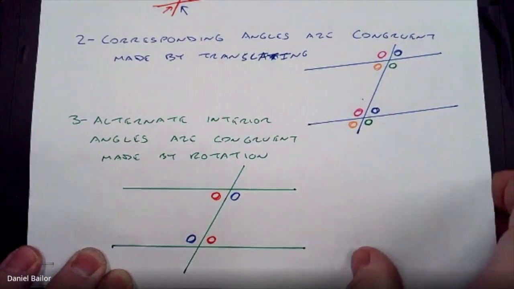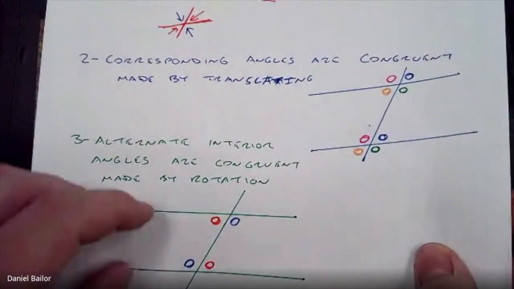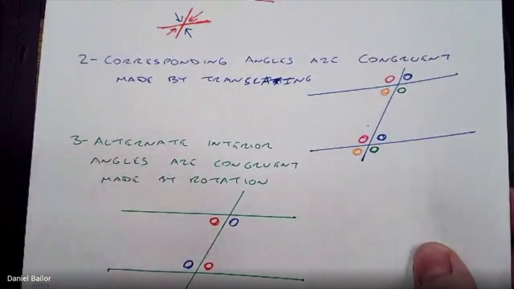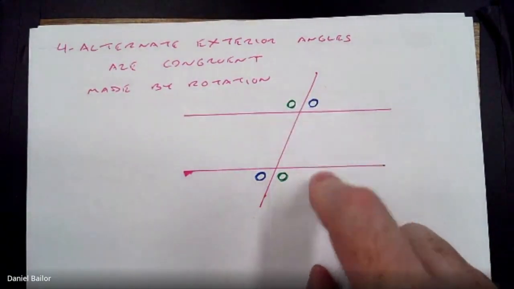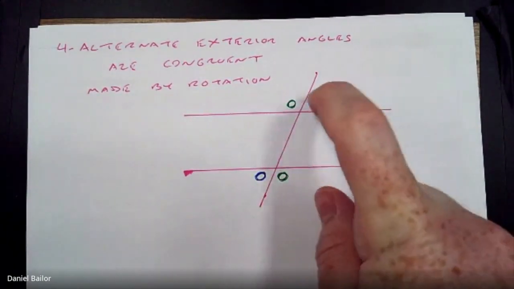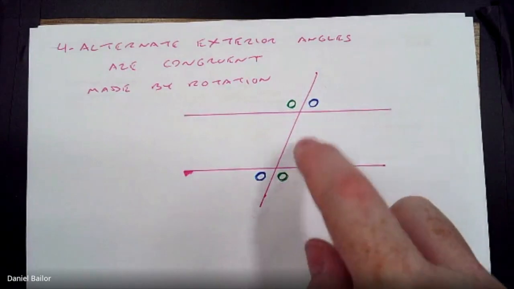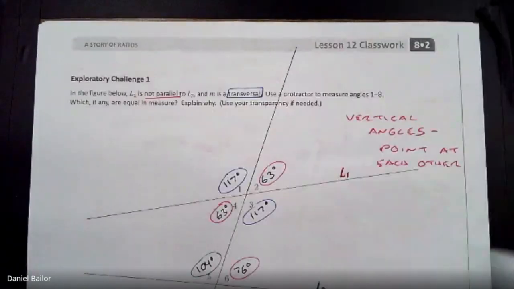And they are all equal. And they are interior angles because they're inside the parallel lines. We also learned about exterior angles. They spin around and rotate also, but they're outside the line. So green spins to make green, blue spins to make blue.